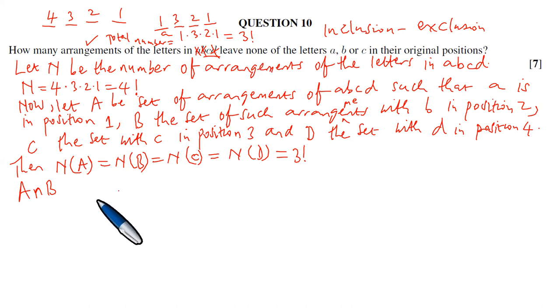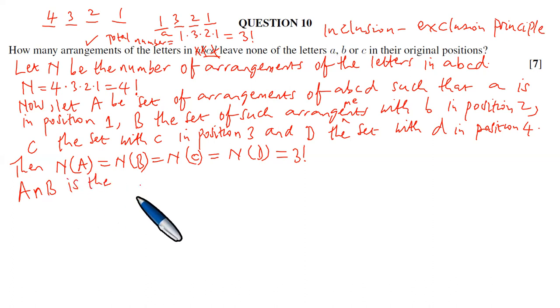Next, when we have questions like this, we use the inclusion exclusion principle to simplify the total counting problem. So we need to consider intersections so that when we use the formula, we are at ease. We need to consider A intersection B, and let's consider all possible intersections: A intersection B, B intersection C, and so on. Let's look at A intersection B.